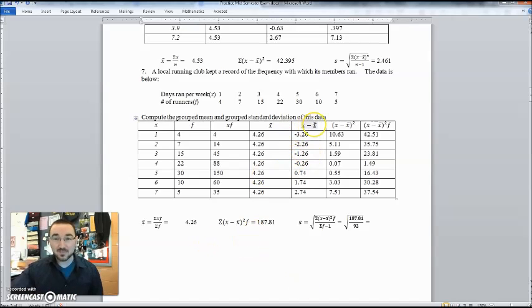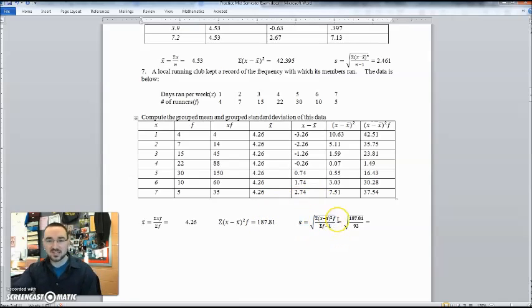So we have our x minus x bar column just like we did before, but remember our x bar is a grouped mean, so we threw our frequencies in there and calculated this out. Then we had x minus x bar squared, so we just squared this column. Then we multiply the f times our x minus x bar squared. When we sum up this last column, the sum of our frequencies times our squares, we get 187.81.